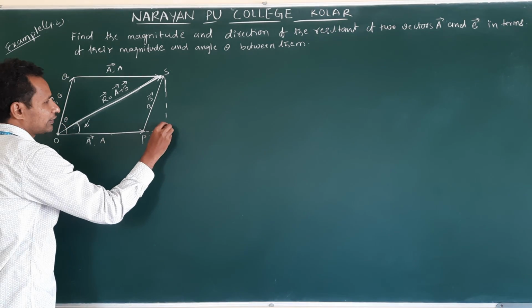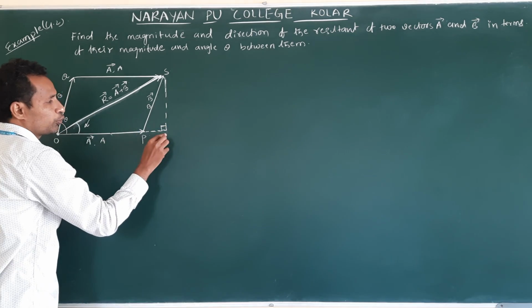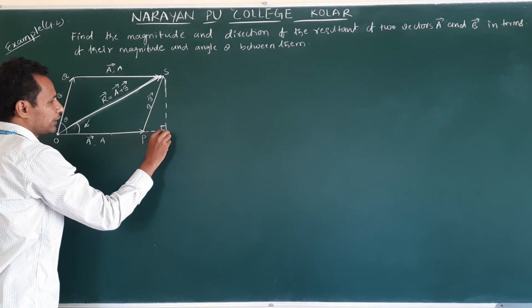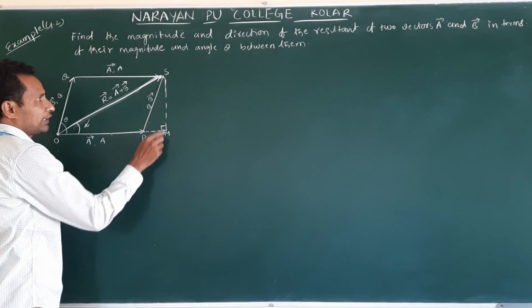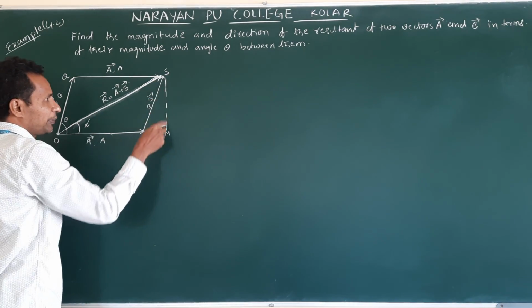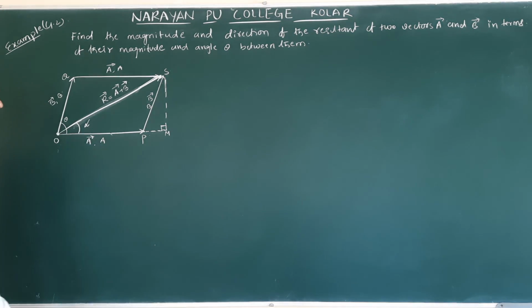What do you get here? This extended two lines, extended OP, and this you take, let us say, M. From P to M I extended, and SM I have drawn. SM will be exactly perpendicular to PM. Am I correct?